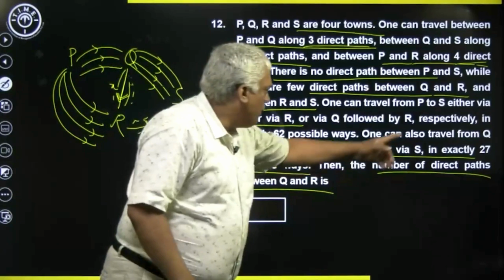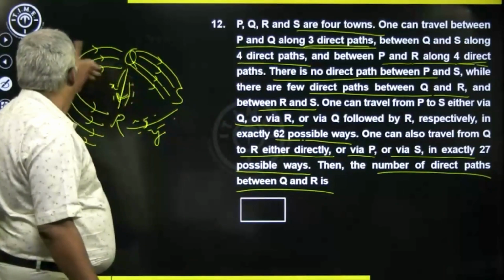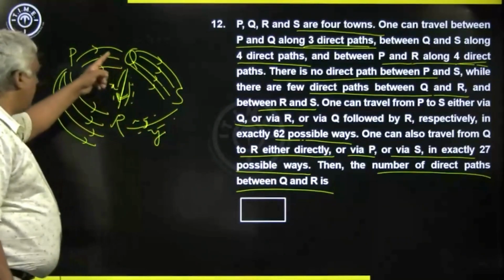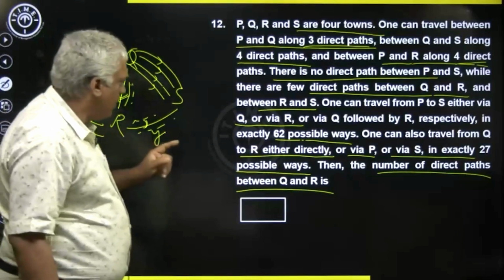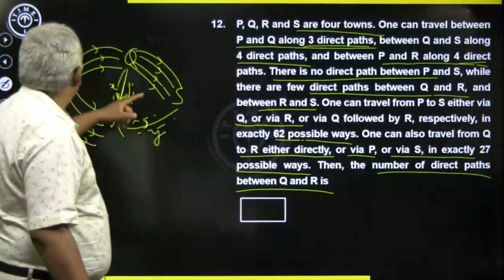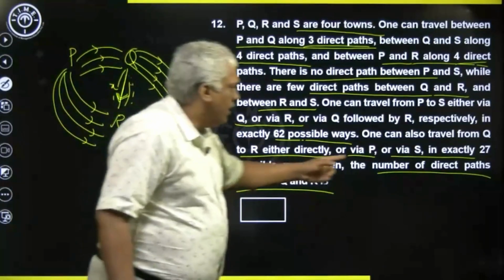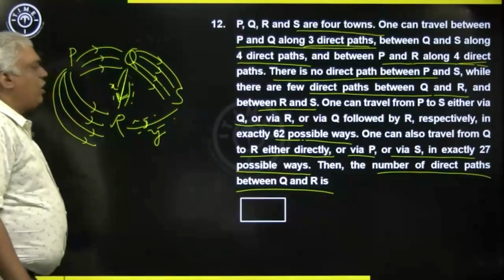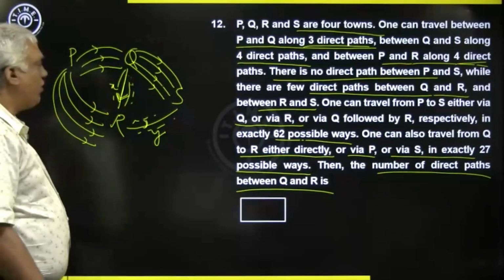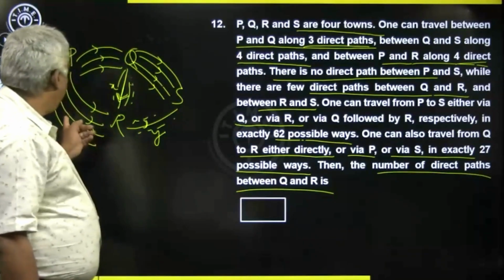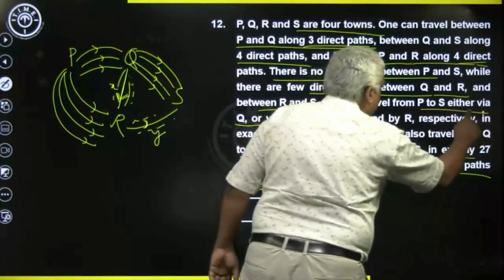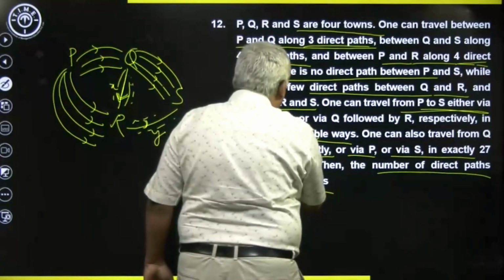One can travel from Q to R either directly, or via P, or via S in exactly 27 ways. We have to find the number of direct paths between Q and R, so we have to find the value of x. Now, we are given that from P to S we can go in 62 possible ways.